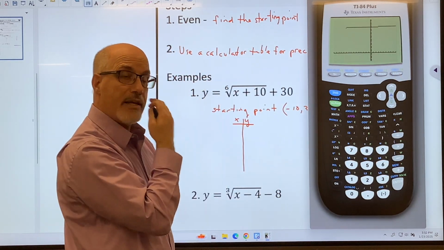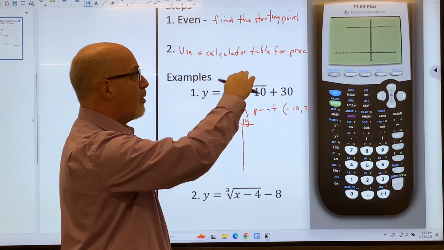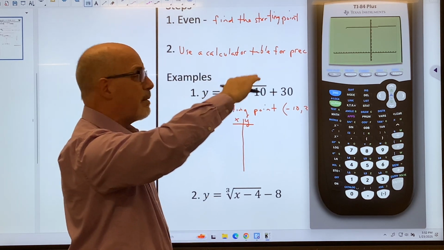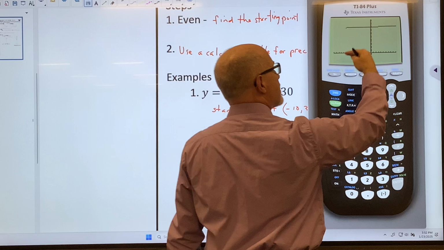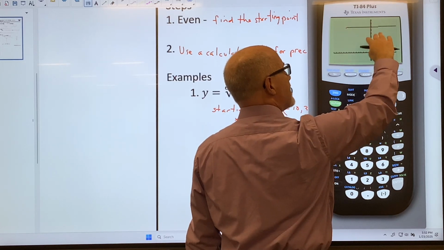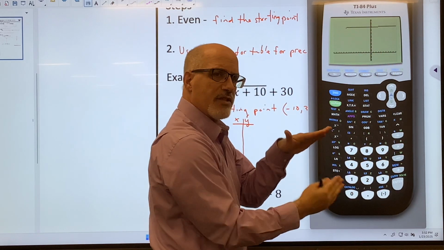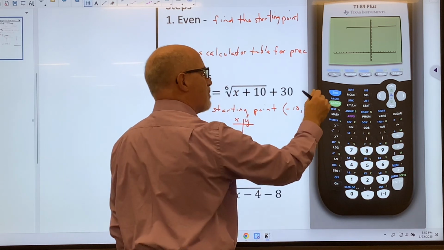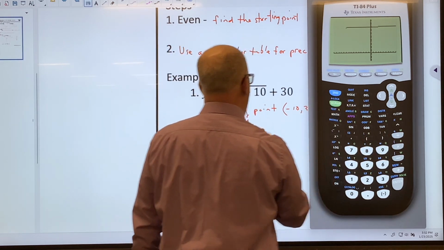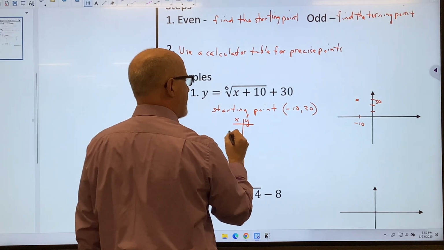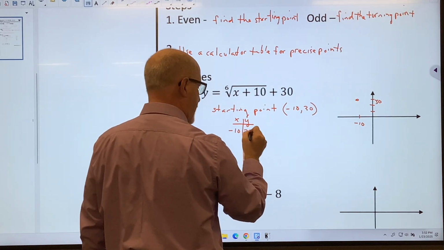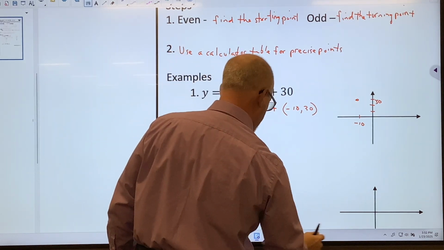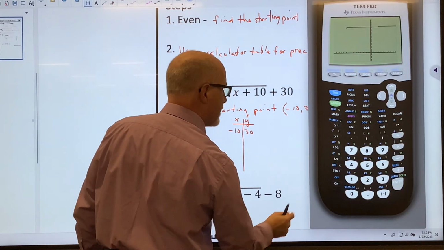Now if we wanted to see how opened up it is a little bit, you'd have to bring your y values up a little bit to see it, but because of that sixth root, it's very flat. It's still curved, but it's very flat. So let's get some precise numbers here. On my graph, I'm going to start with -10, 30. That's my starting point.